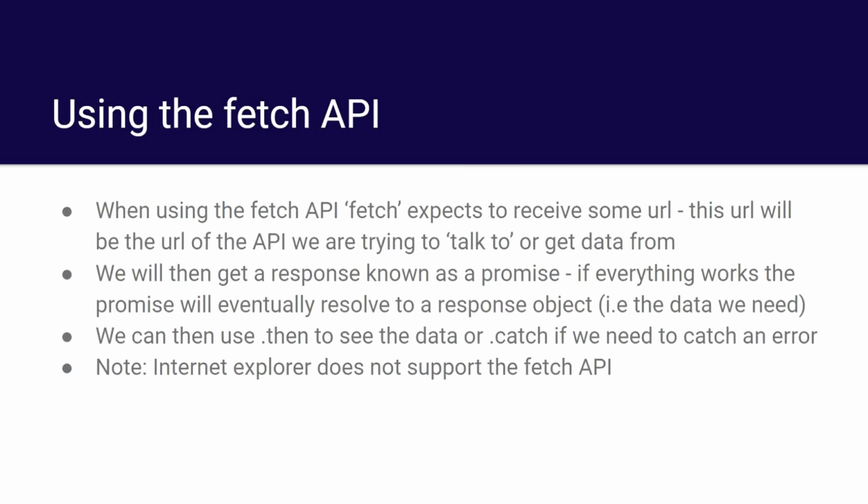So speaking to an API, there's a few different steps you have to go through. It's not just as simple as writing fetch, pasting in a URL, and then you get the data back in the format that you want. We're going to have to speak a bit about promises and then using a method known as .json. Just a quick point to note, Internet Explorer does not support the use of the fetch API, at least that was the case last time I checked. So I'll be using Google Chrome.